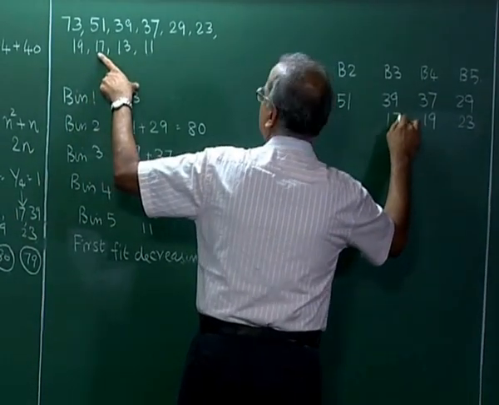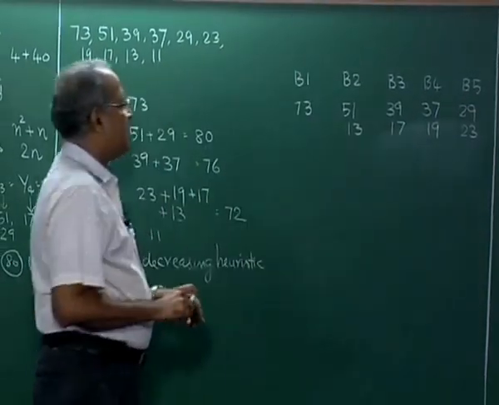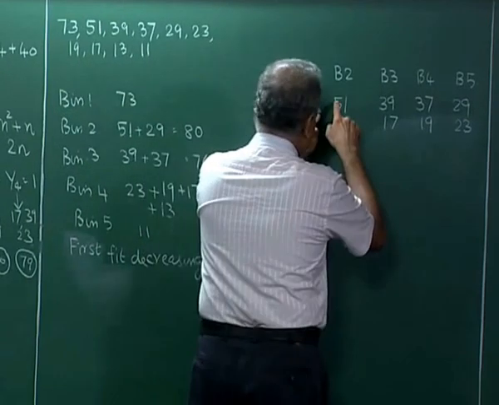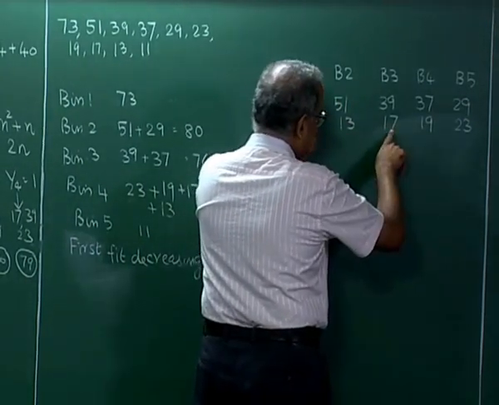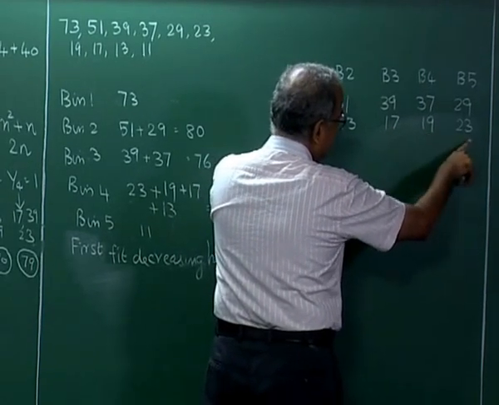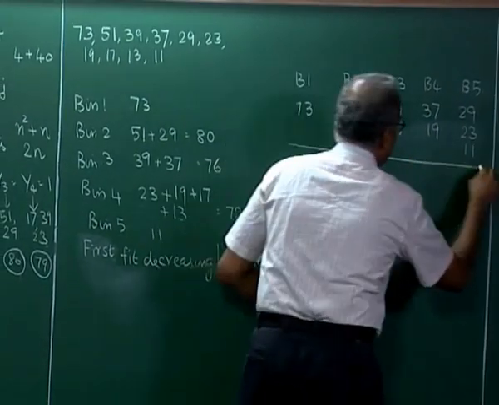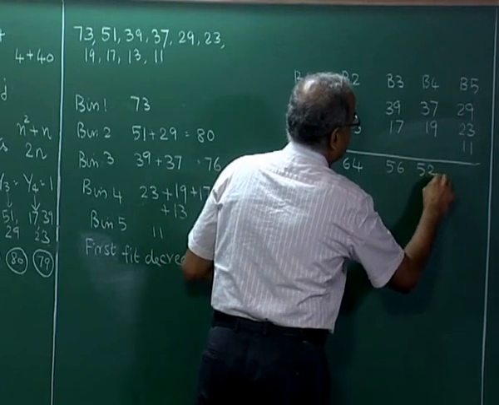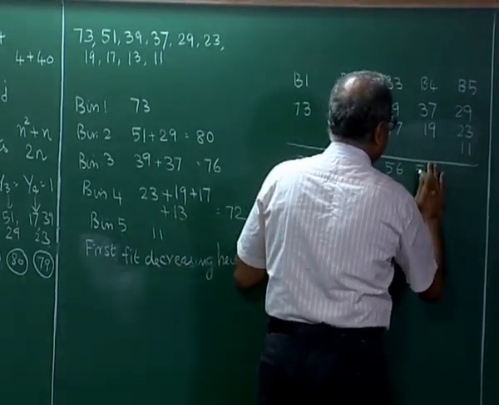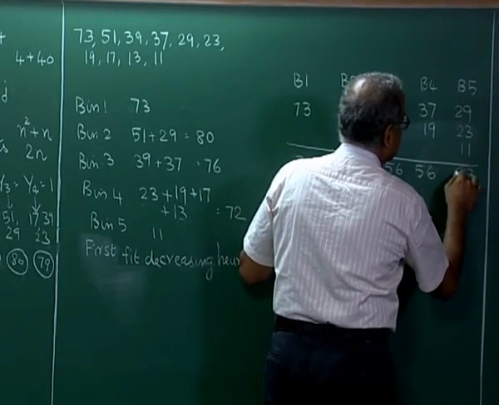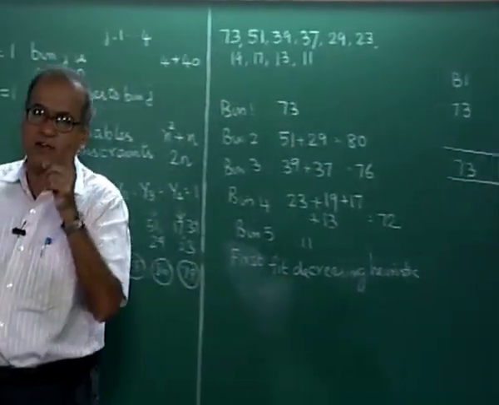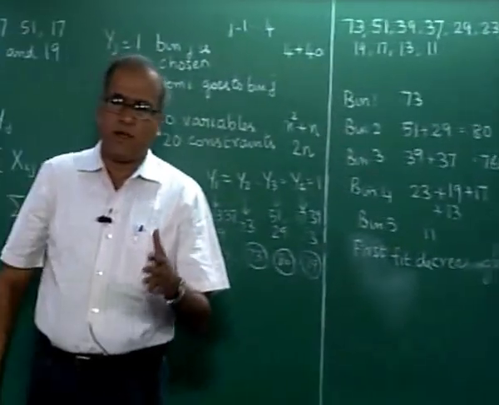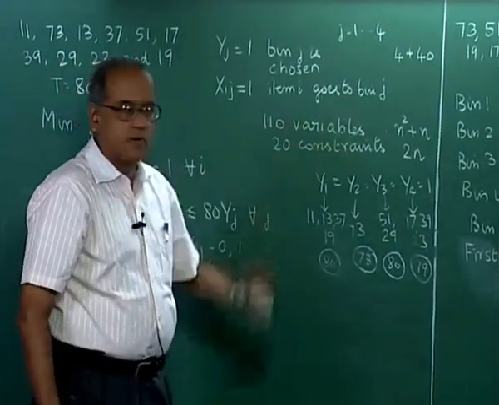Similarly the 17 will come here, the 13 will come here. Now this 11 cannot come here, because 73 plus 11 is 84. Now we check this is 64, so this can take that 11, this is 56, this is also 56, this is 52, so this will finally take that 11, and now the loads for 5 bins will be 73, 64, 56, 56 and 63. So now we have a solution. If we were to use 5 bins, then this is a solution with better load balance than this. So depending on the problem and depending on more than one objective, we can use suitable heuristics.